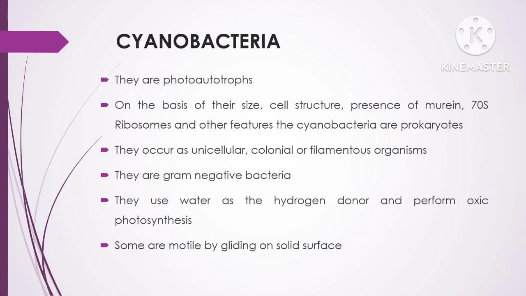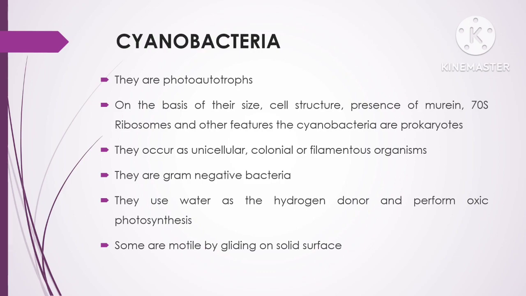What is Cyanobacteria? They are photoautotrophs. Cyanobacteria are prokaryotes on the basis of size, cell structure, presence of murein, 70S ribosomes and other features. They occur as unicellular, colonial or filamentous organisms. They are mostly gram-negative bacteria in nature. They use water as a hydrogen donor and perform oxygenic photosynthesis.